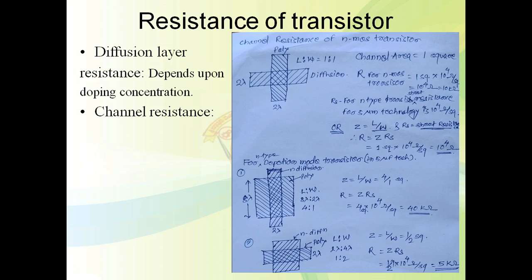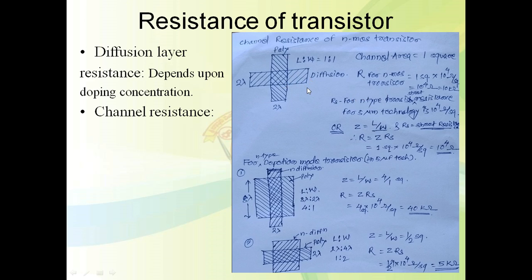So how do we find the channel resistance? To find the channel resistance, we should know the number of unit squares of that channel. Channel area is equal to how many unit squares, that we have to find out. Here it is 1 unit square. The resistance for an NMOS transistor will also depend on which type of technology it is.